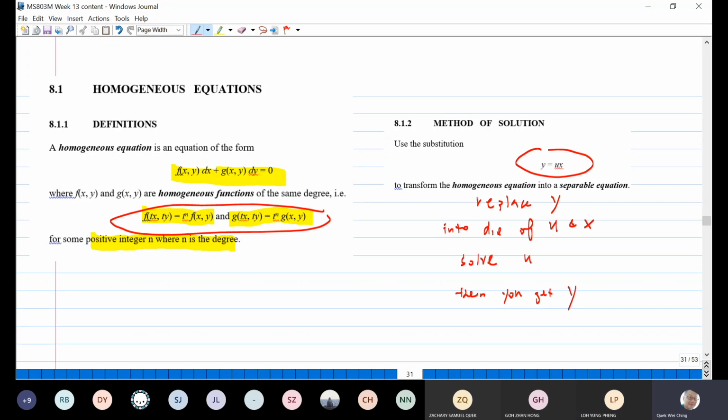Sorry, what's the thing in front of f of x y? It's t to the power of something. Like on the left hand side, f of x y dx, and g of x y dy here. So is it t to the power of what? T to the power n. Okay, thank you. Yes, t to the power n. This n is called the degree of the homogeneous differential equation.